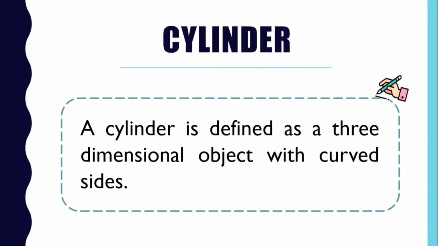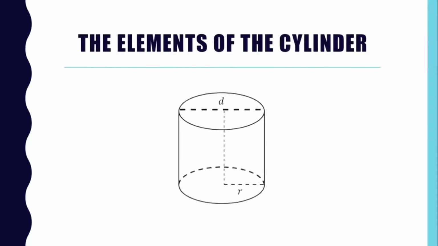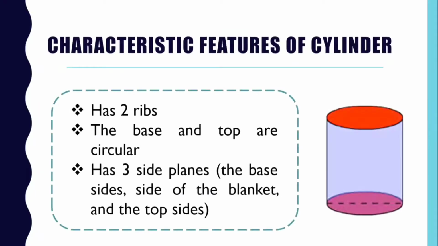Cylinder. What is cylinder? A cylinder is defined as a three-dimensional object with curved side. The elements of the cylinder: radius, diameter, ribs, top, and base. The characteristic features of cylinder: it has two ribs, the base and top are circular, and it has three side planes: the base side, side of the blanket, and the top side.